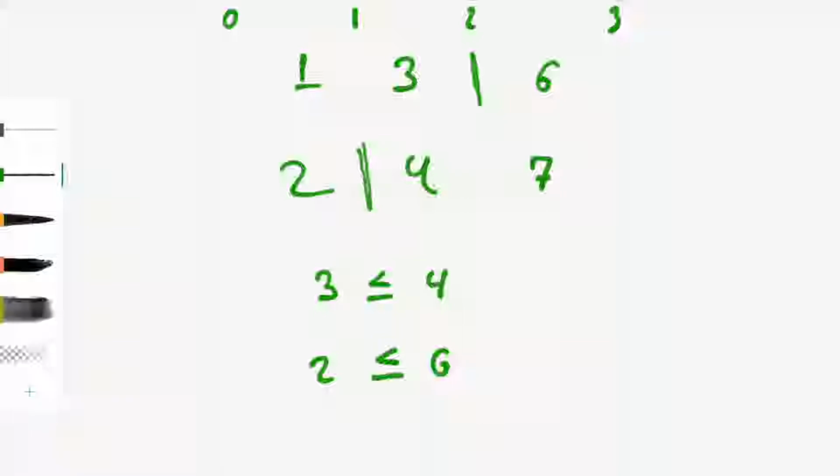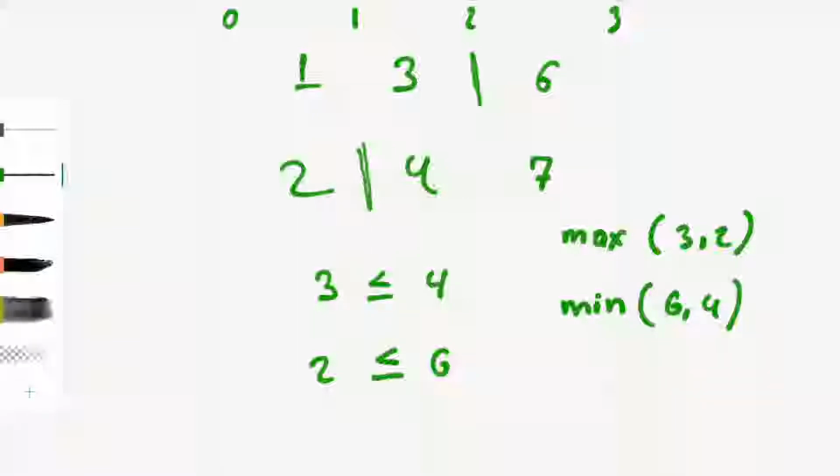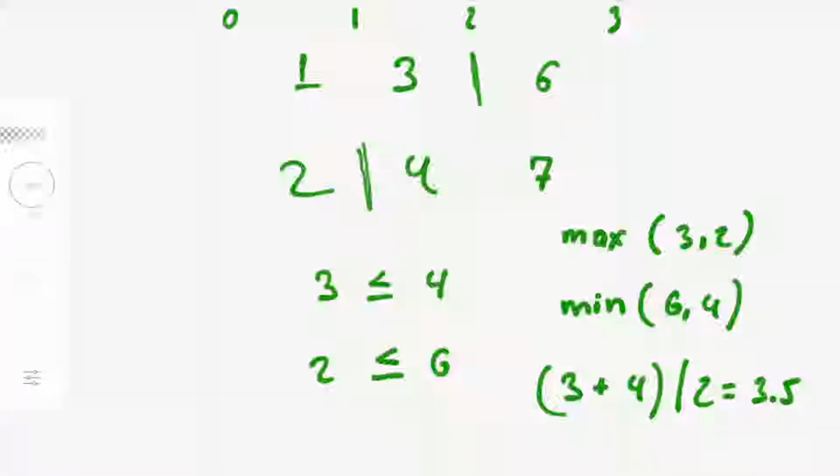And when we found this position, now we can find our median. So median again is going to be equal maximum between 3 and 2, between those two elements on the left side, and minimum of 6 and 4. So we have 3 plus 4 divided by 2, we've got our 3.5. Let's move to next example.